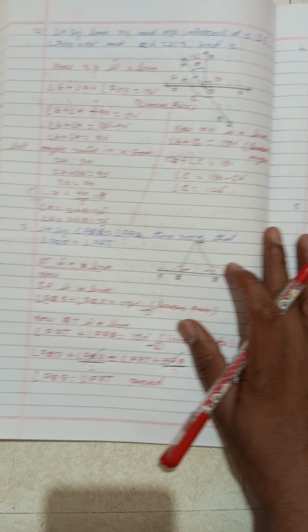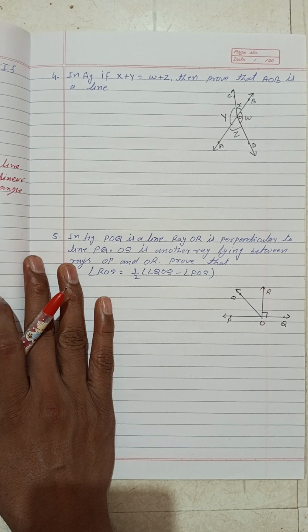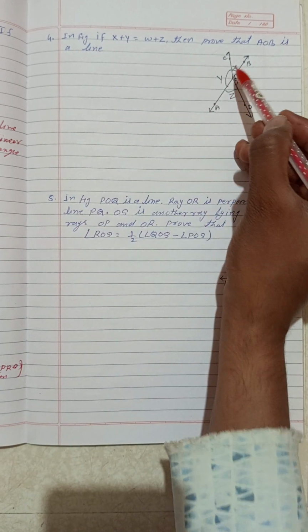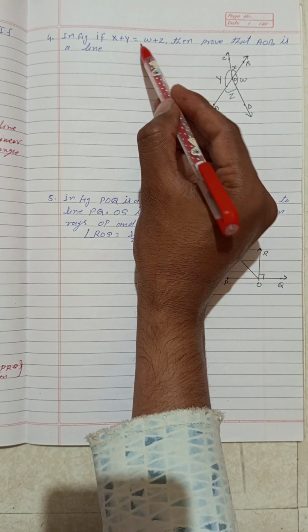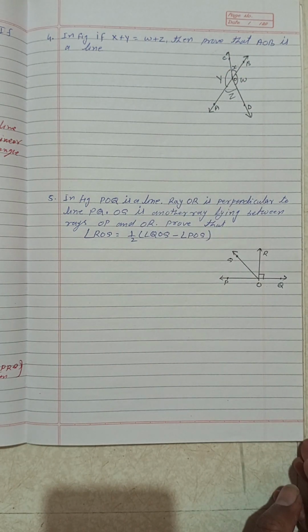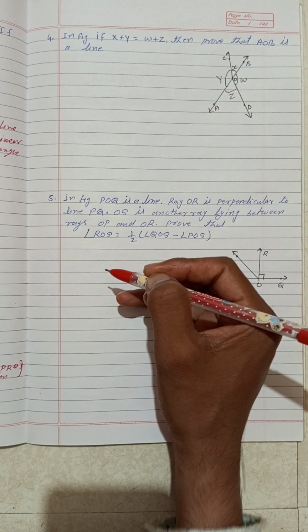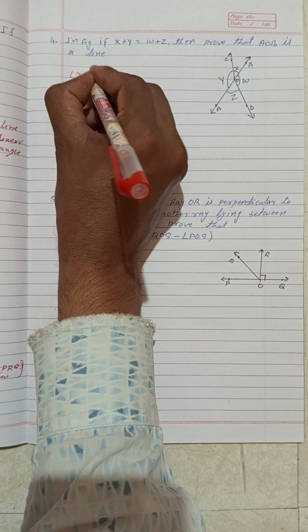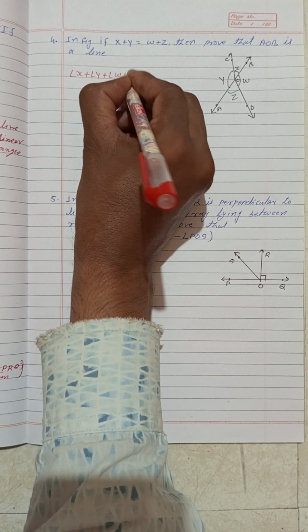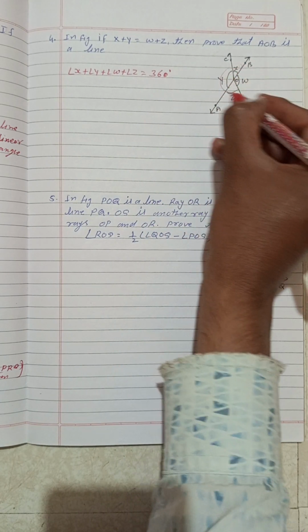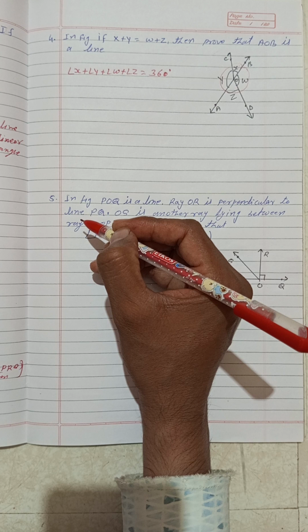Next, going to question number 4 in your textbook. Here, given in the figure, if x and y together are equal to w plus z, then prove that AOB is a line. Now we know this is a total angle, and the total angle will be 360. So we can write angle x plus angle y plus angle w plus angle z is equal to 360 degrees, because it is a complete angle.